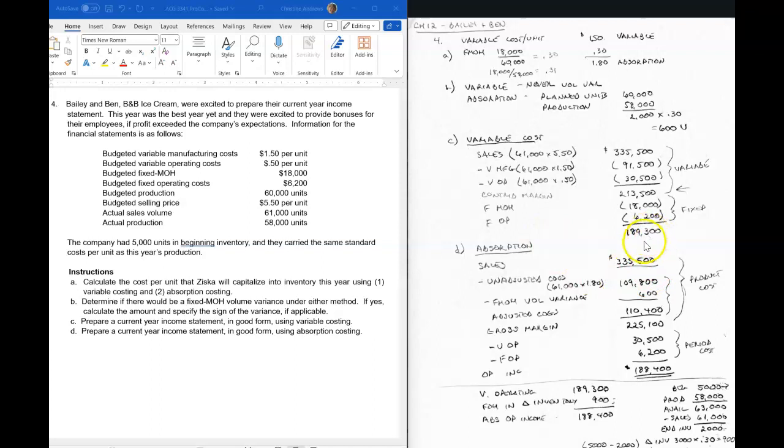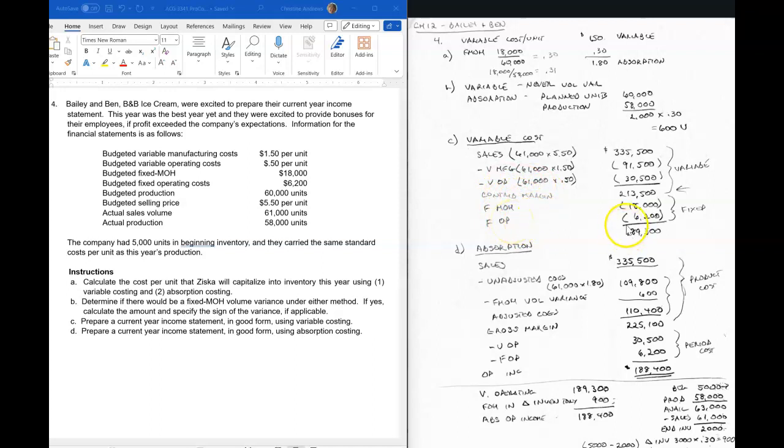Now let's look at absorption. Just remember, make sure you can do this without looking at anything. Don't look at the solution and then do it. You've got to get this seriously in your memory. So these are all the variable costs, manufacturing plus operating, and then beneath the contribution margin are all of the costs that are fixed. So it's manufacturing overhead and operating.